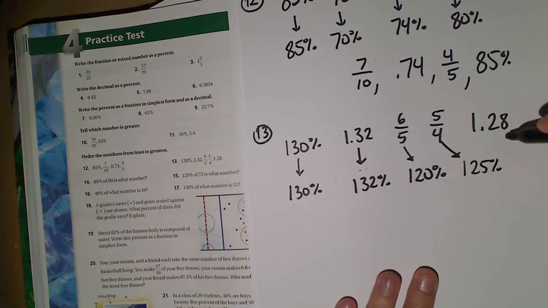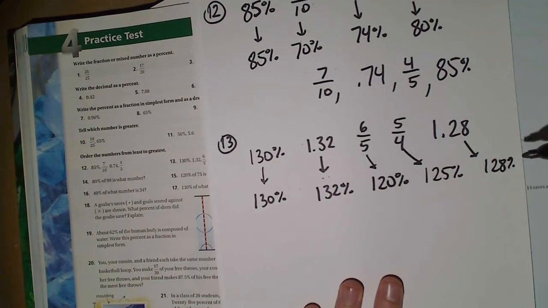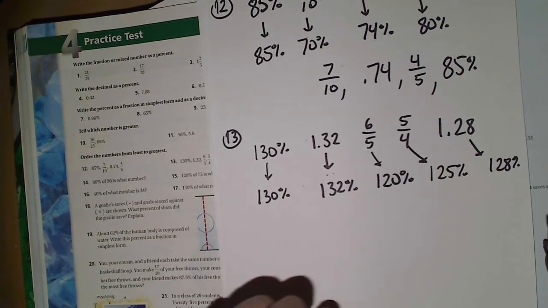Draw these little arrows to make sure I'm not lost. And then 1 28 hundredths would be 128%, because I just moved that decimal to the right 2 times. So now let's put them in order.